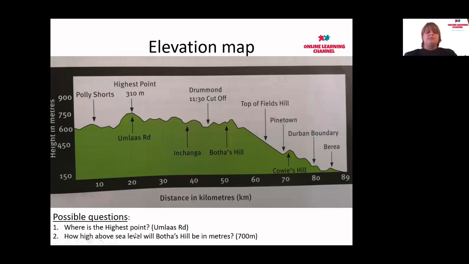The first one is, where's the highest point? The highest point will be there, Umlaas-Road. And then how high above sea level will Botha's Hill be in meters? So let's look. There's the highest point, and then how many meters above sea level? You look at your chart, there it says height in meters, so it should be approximately 700 meters. Remember, this is now the distance in kilometers. So you're going to start here from 0, and then they're going to run all the way, and there's the last point.